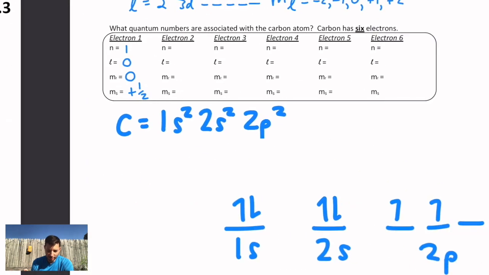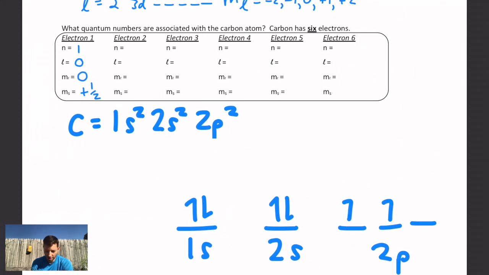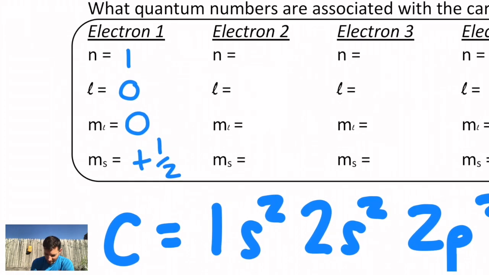Now, every single other electron in carbon's set will have at least one of those quantum numbers different. So that was the first one. Let's look at the second one. The first 3 quantum numbers are going to be exactly the same. It's still 1, 0, 0, but it's got an opposite spin state. It's -1/2. And we're satisfying the Pauli exclusion principle. No 2 electrons have the same set of quantum numbers.